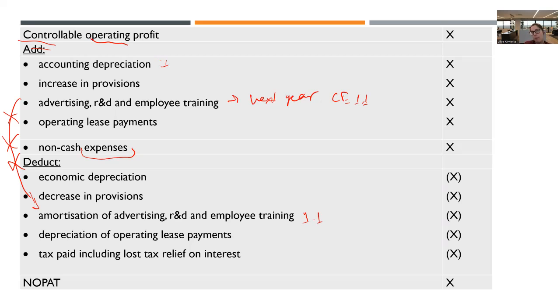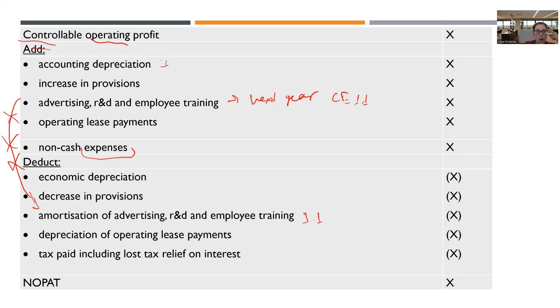Depreciation of operating lease payments. So if you capitalize lease payments, now you are depreciating them based on your expected use of that asset. And we deduct tax paid, including tax relief on interest. We will make an example a little bit later.